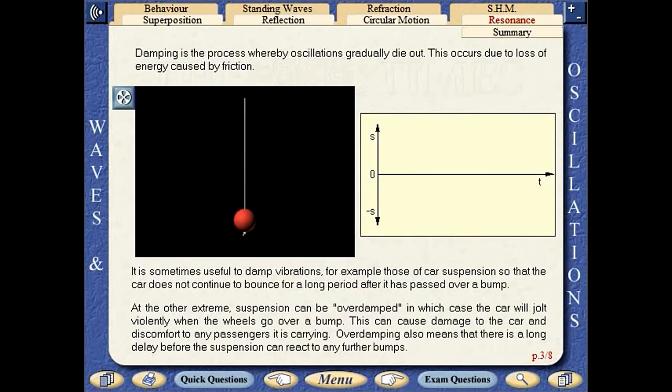Damping is the process whereby oscillations gradually die out. This occurs due to loss of energy caused by friction. It's sometimes useful to damp vibrations, for example those of a car suspension, so that the car does not continue to bounce for a long period after it has passed over a bump. At the other extreme, suspension can be overdamped, in which case the car will jolt violently when the wheels go over a bump. This can cause damage to the car and discomfort for any passengers it is carrying. Overdamping also means that there is a long delay before the suspension can react to any further bumps.